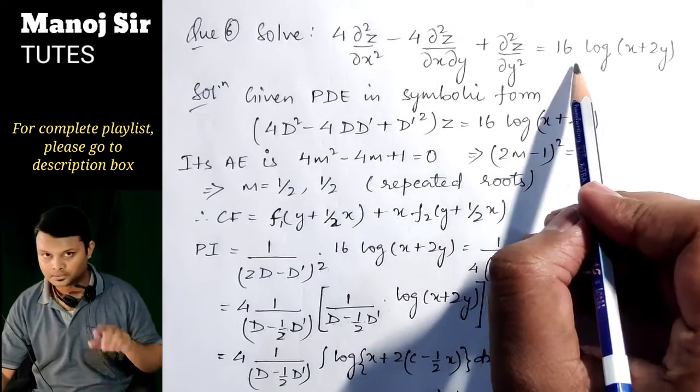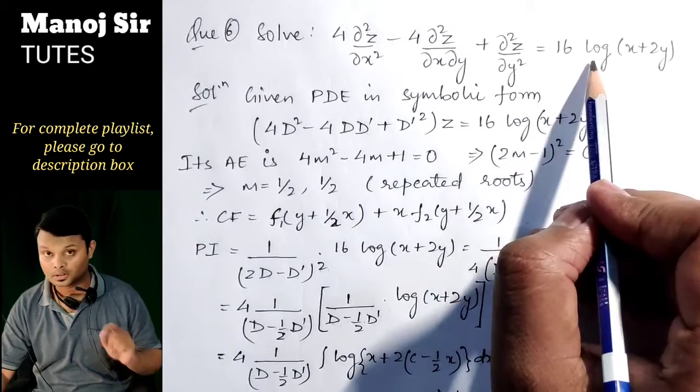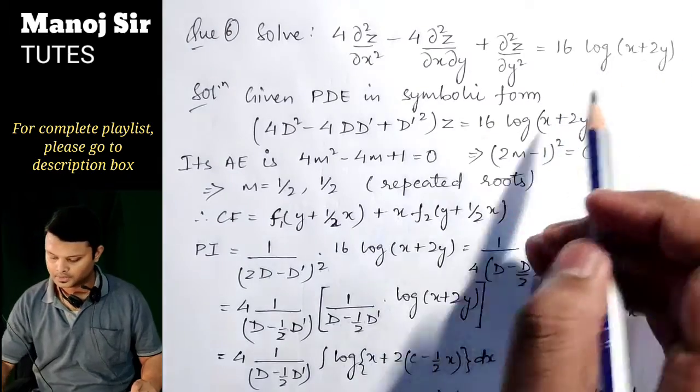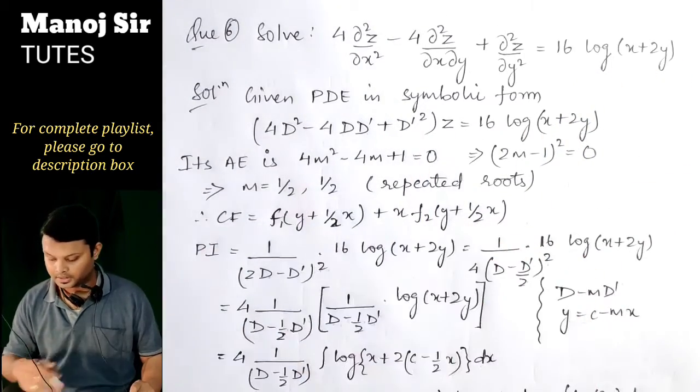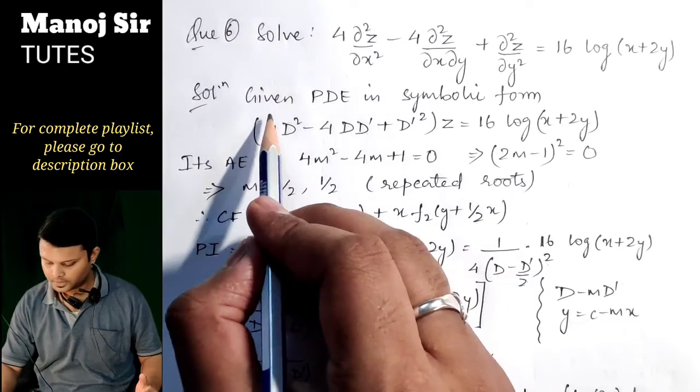And why this problem is very important, because here the function of x and y is log. Here we have a log function of x and y. So here we need to use the general method. So let us see how to apply the general method for PI, that is particular integral.